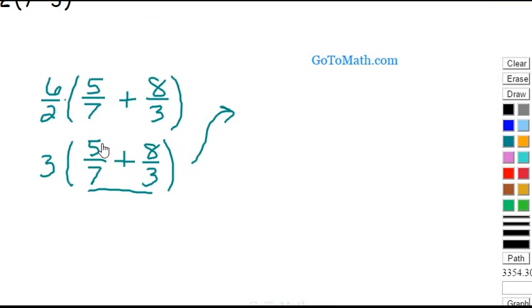Let's do that. So we're going to need to get a common denominator, as you can see here. So we have 5 over 7 plus 8 over 3, and we'll write the common denominator in. What are we going to get? Well, we're going to have to multiply this side by 3 over 3, right? And then this side will have to be multiplied by 7 over 7.